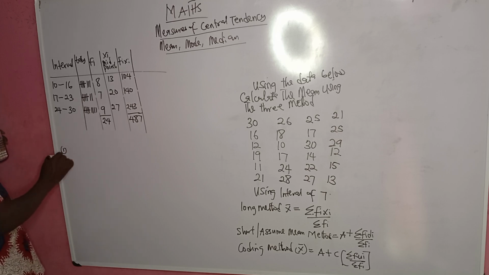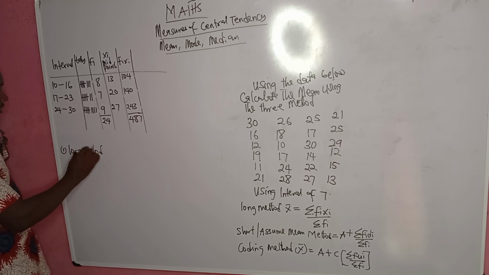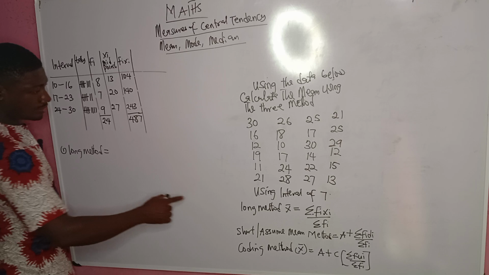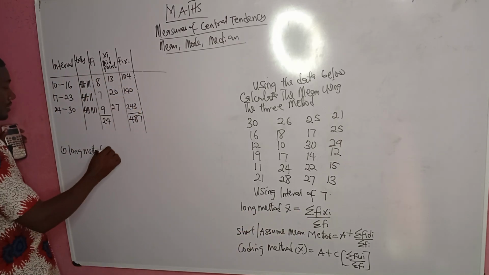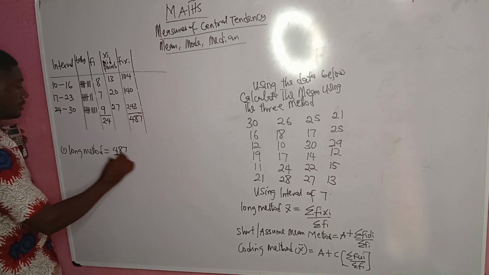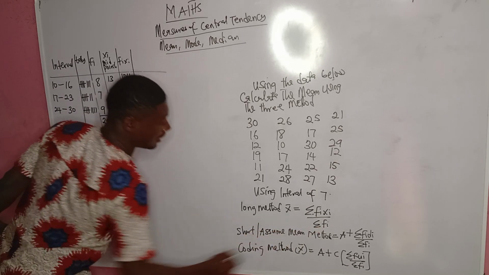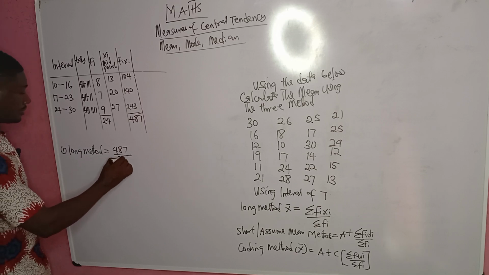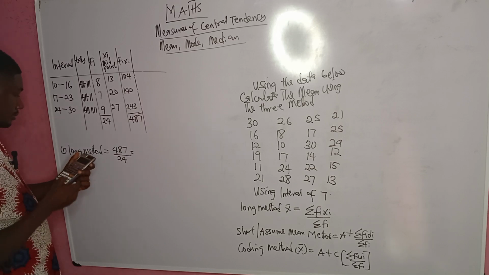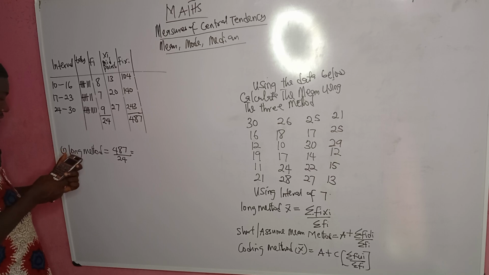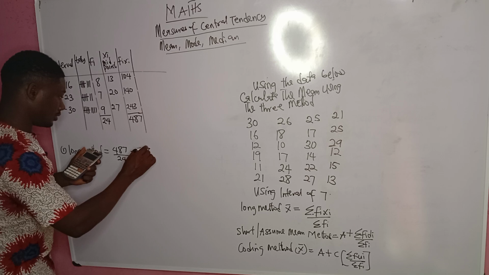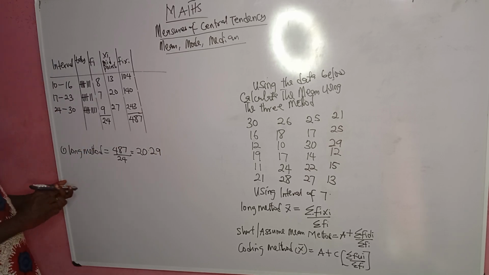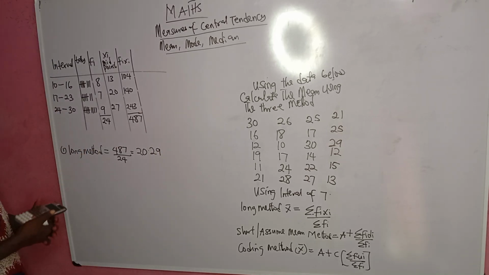So the first one, which is the long method, is summation Fi Xi, which is 487, divided by summation Fi, which is 24. So that will give us 20.29. So this is the mean using long method.